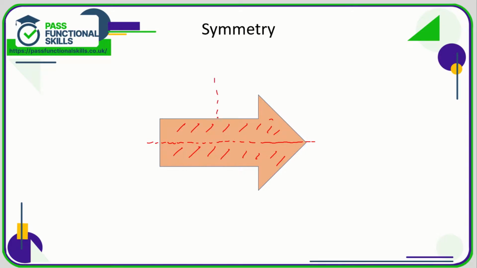If I were to make a fold here, then this rectangular part here will not sit perfectly on this right hand side because we've got these little triangular bits. We've also got a pointy front, so that this part on the left hand side does not match the part on the right hand side. The only way we can fold it so that we create two perfect halves is by folding it along this line here, so therefore the arrow has one line of symmetry.